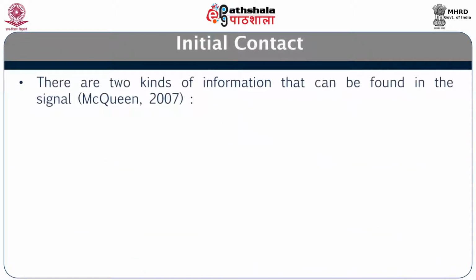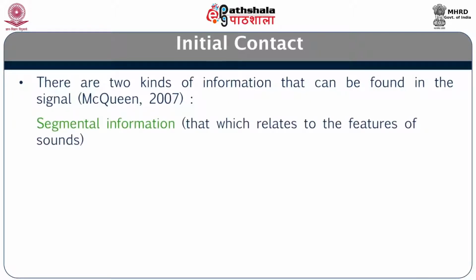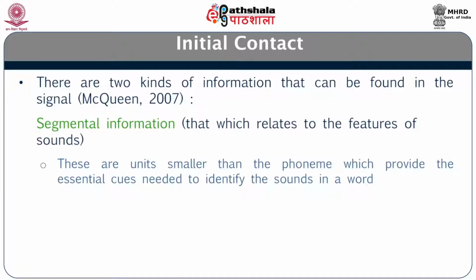So let's look at initial contact. What happens in initial contact? There are two kinds of information that can be found in the signal. This is according to McQueen 2007. One is segmental information, that which relates to the features of sounds. These are units smaller than the phoneme, which provide the essential cues needed to identify the sounds in a word.